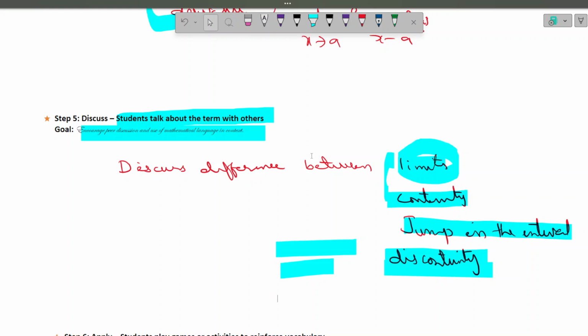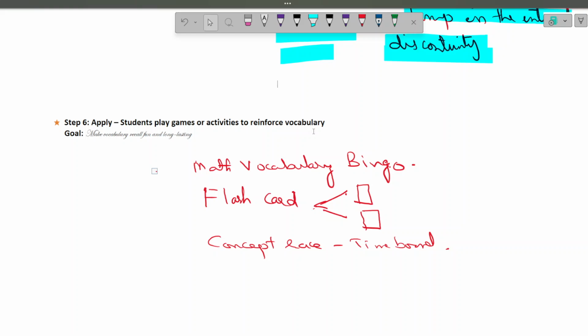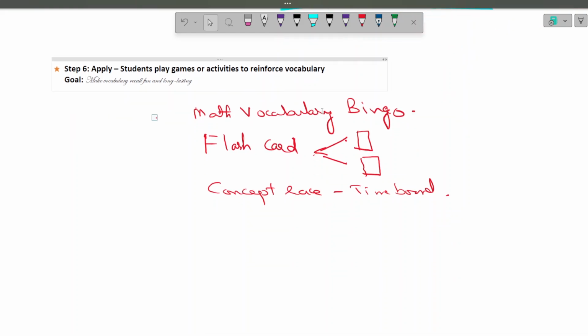And as a teacher, we have to take rounds and see where it is going. Where they are going wrong, we have to correct them. Otherwise, just listen and say high five, very good, move on. The last one is apply.